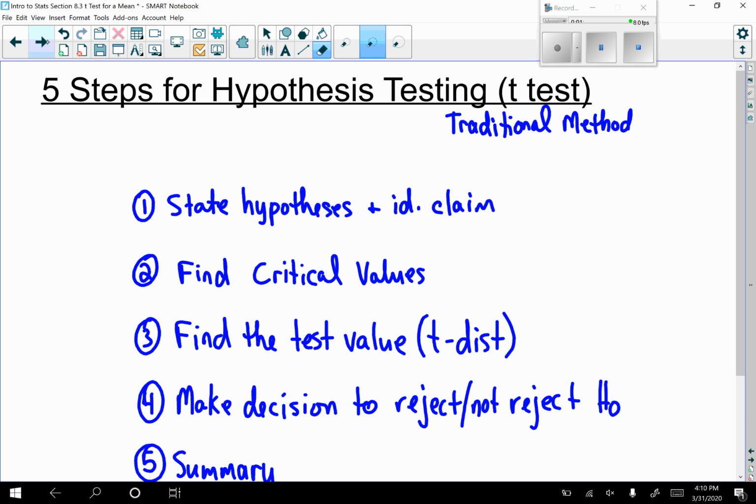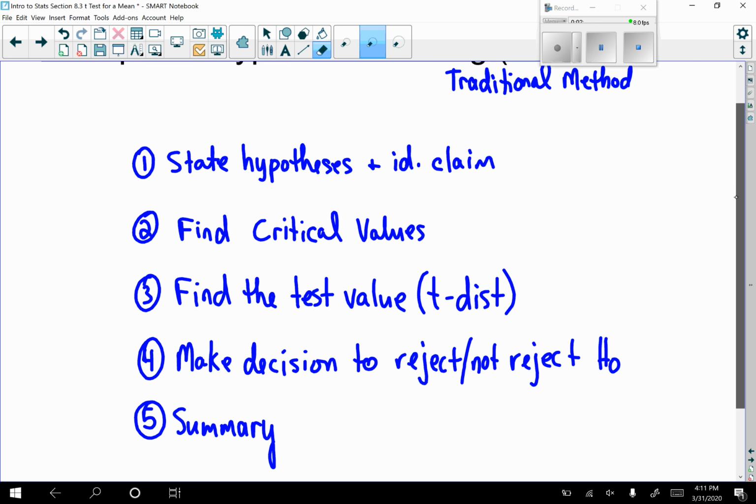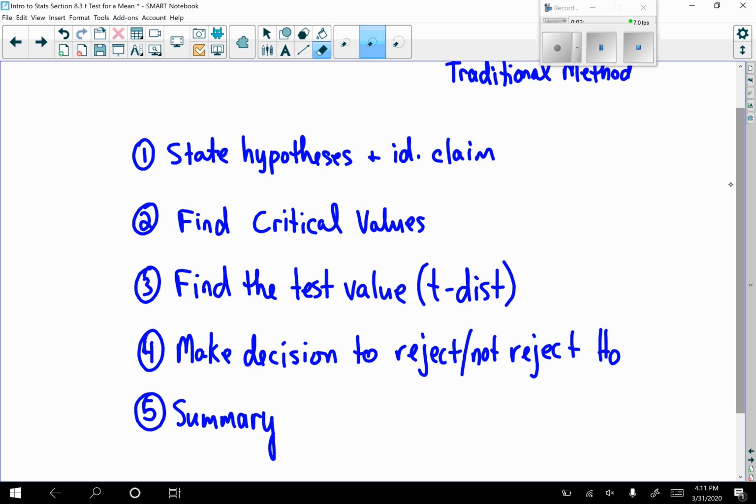All right, so to revisit the traditional method, but now applying it to a t-test for a mean: number one, step one stays the same. We state the hypotheses and identify the claim. When we go to find the critical value, we're going to be using some different options on our calculator. So that's going to change a little bit, and then we find the t-test value for the mean using the t-distribution. Once we compare steps 2 and 3 together, that's where we make our decision, just as we did in section 8.2, and then we summarize the results.